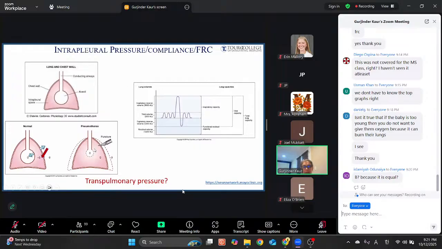Someone asked me a question regarding the transmural pressure and intrapleural pressure. So please make sure that you know the units. This is your intrapleural pressure that you want to keep in mind. And the transmural pressure, can anyone tell me how you would calculate your transmural pressure?